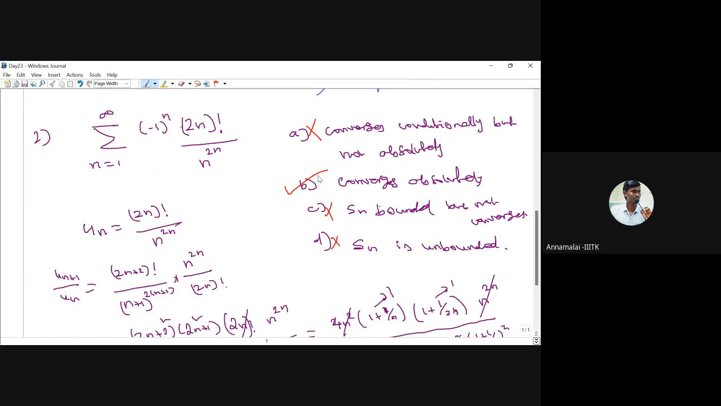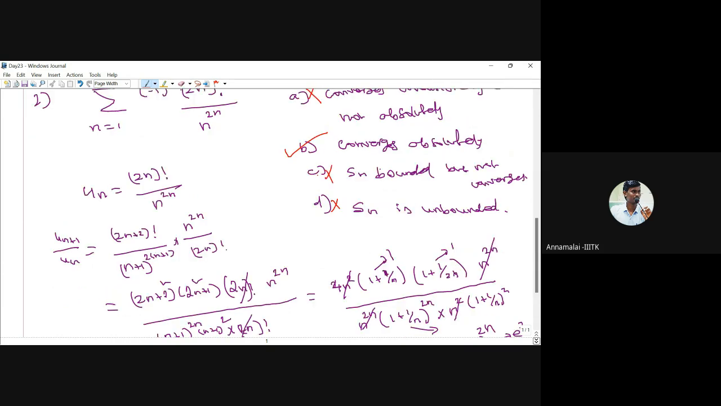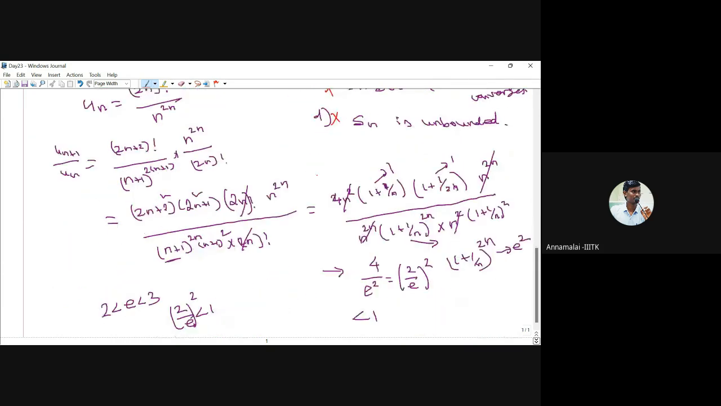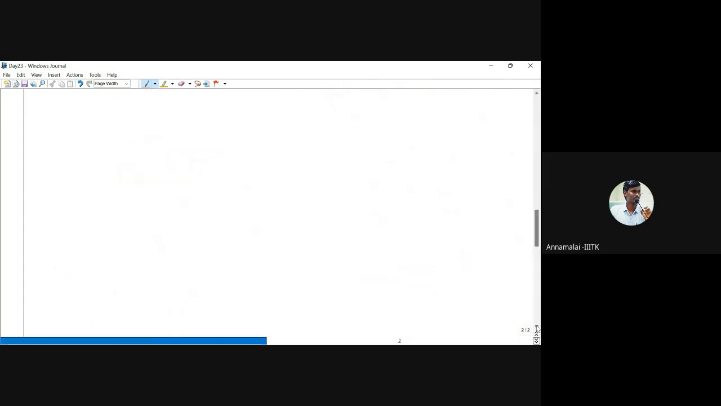Suppose they ask about convergence, you apply the Leibniz test to check whether the alternating series converges or not. But in the options, they are not asking about the convergence of the series. They are asking about absolute convergence and conditional convergence. So therefore, you have to take the modulus of the given series and then check whether it converges or not. Okay, good.